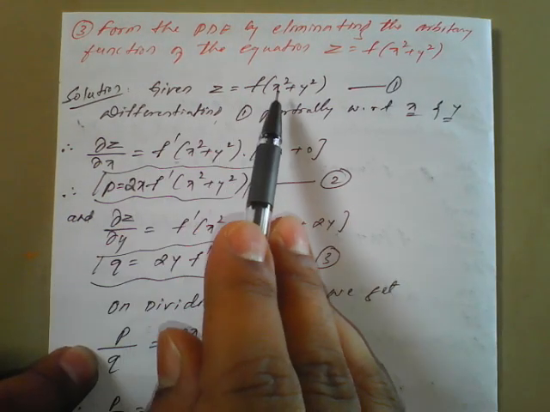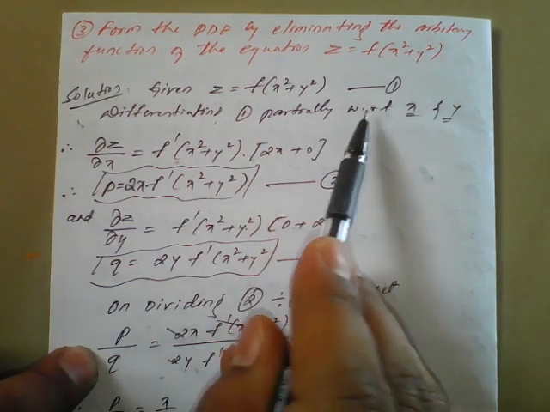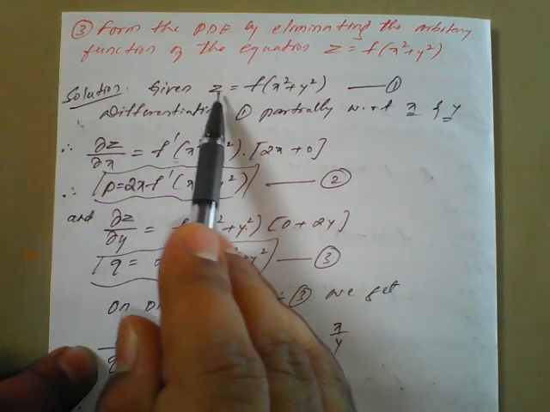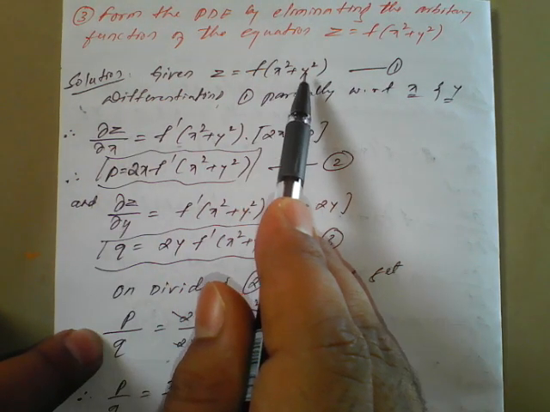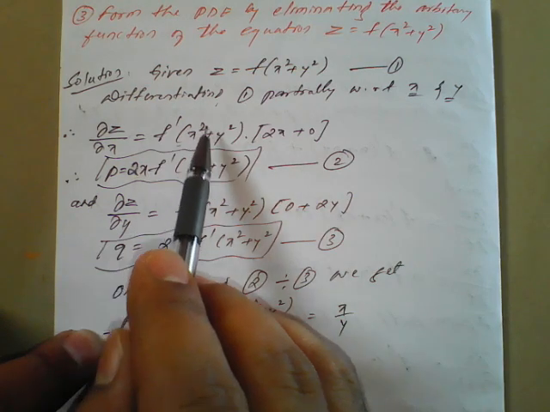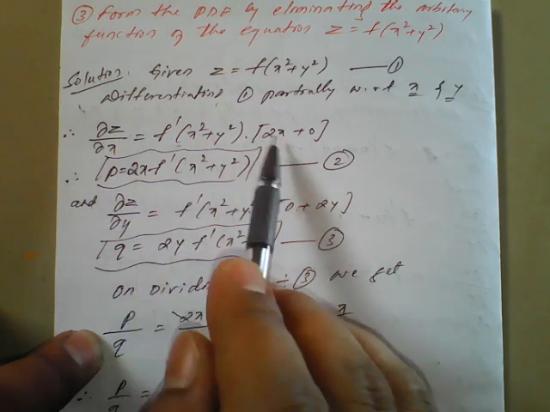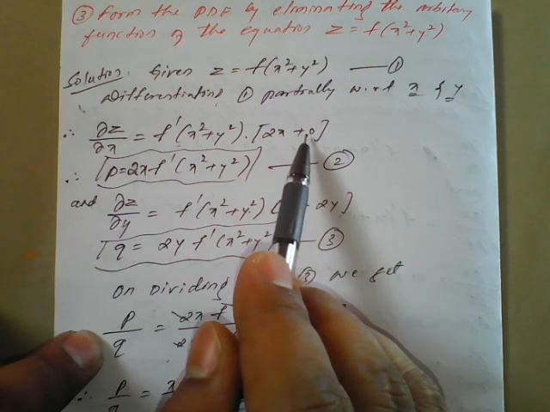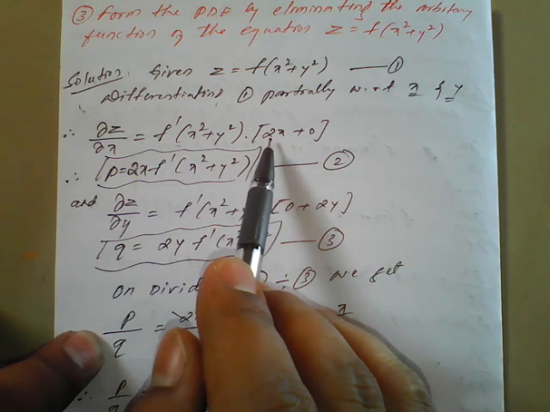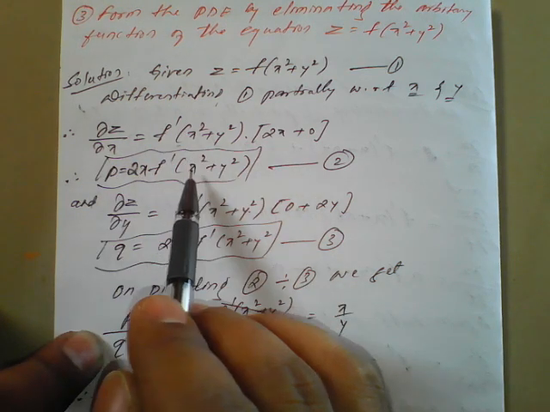So given z is equal to f of x square plus y square, equation number 1. Differentiate 1 partially with respect to x and y. With respect to x, what happens here? Dou z by dou x. So f of x square plus y square with respect to x partially will become f dash of x square plus y square, and the differentiation of x square plus y square will be 2x plus 0, because here we are differentiating partially with respect to x, so y will be purely constant, which is 0. So this equation can be written as, with dou z by dou x as p, 2x times f dash of x square plus y square.